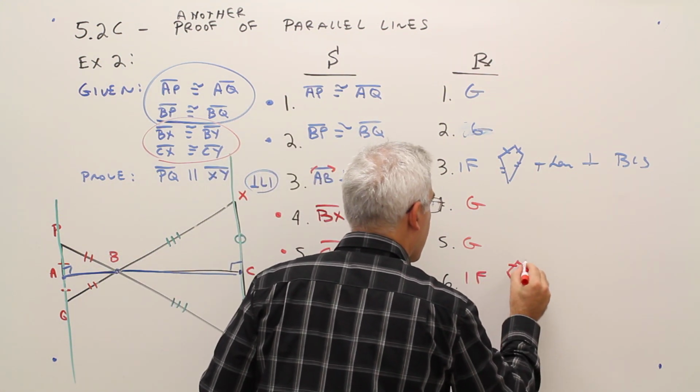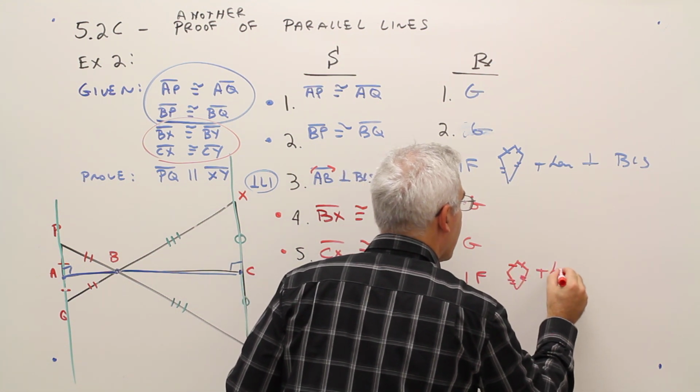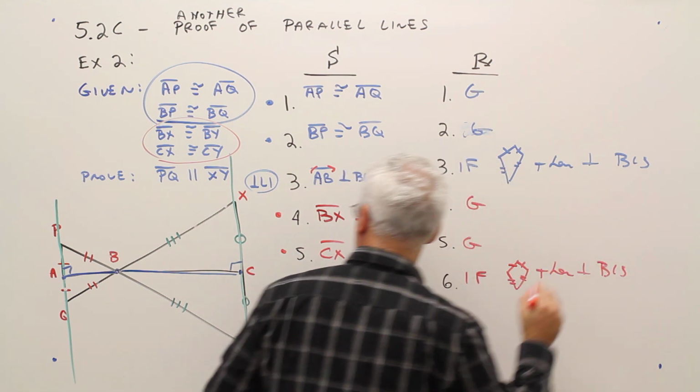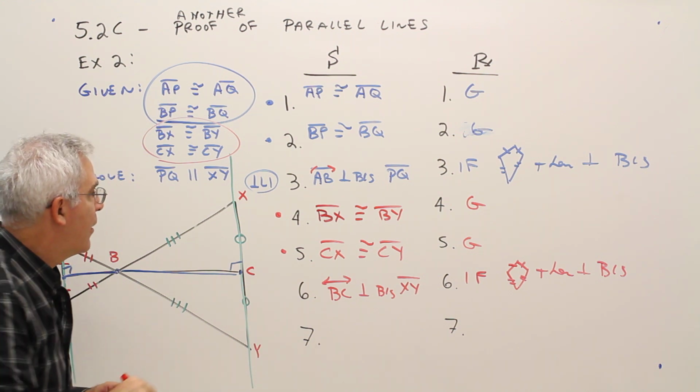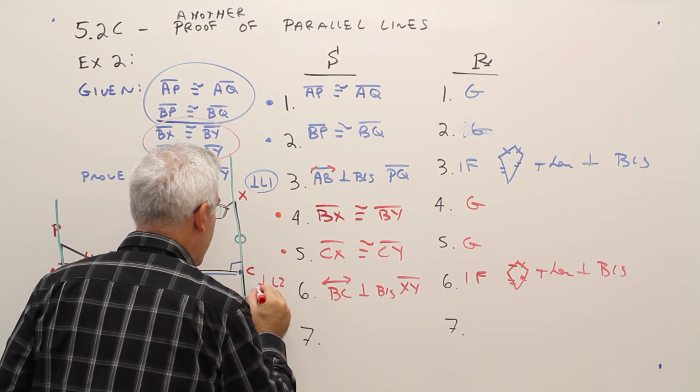If kite thing, then perpendicular bisector thing. That's going to be perpendicular line 2.